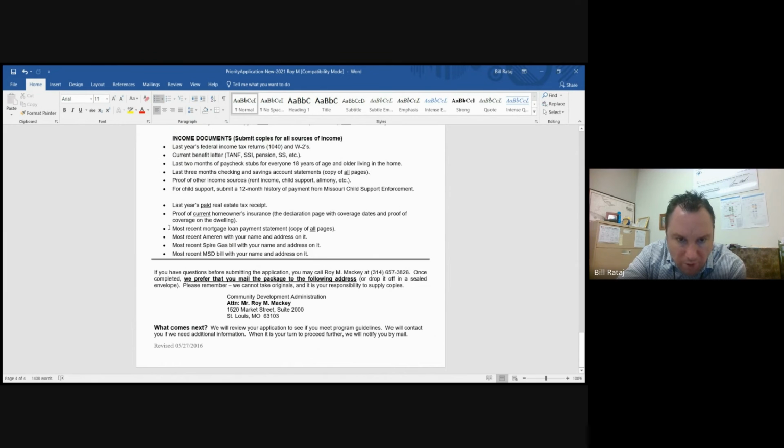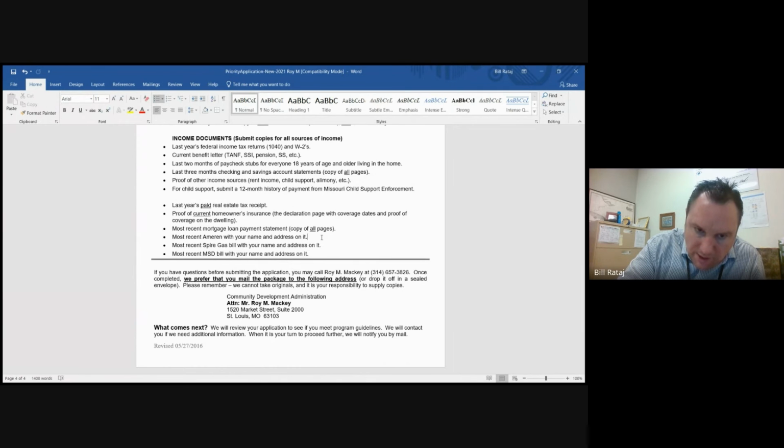Okay, if you have a mortgage statement, we need to see the most recent statement, and we need to see all pages of that. We need to make sure that you're current on the mortgage. We also need to see a copy of your Ameren bill to make sure that you do have electricity in the house. It is a requirement of the city that a house cannot legally be occupied without electricity. So we need to make sure that you do have an Ameren bill.